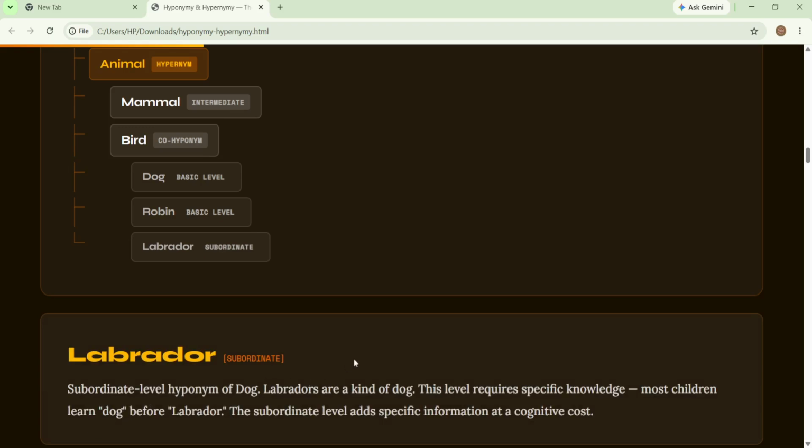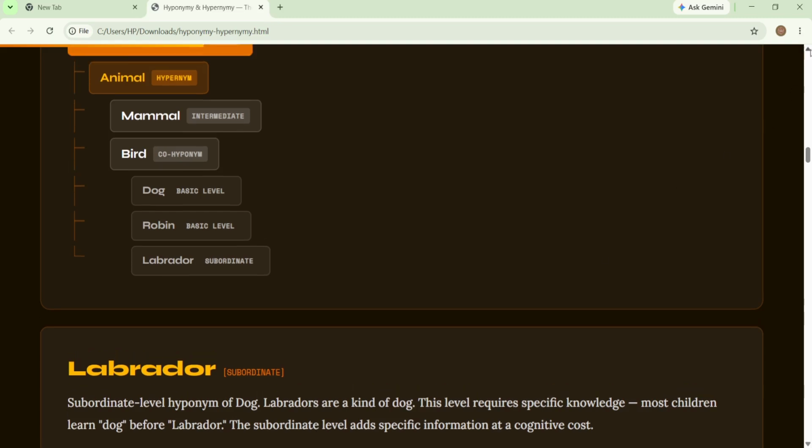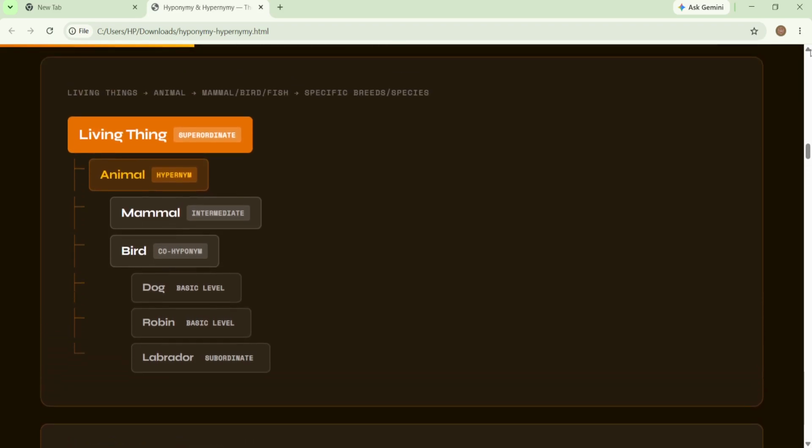Then Labrador, a subordinate level hyponym of dog. Labrador is a kind of dog. This level requires specific information. Most children learn dog before Labrador. The subordinate level adds specific information at a cognitive cost. So this is how lexical analysis, which is semantic analysis of hypernyms and hyponyms, is done, as given by this chart.